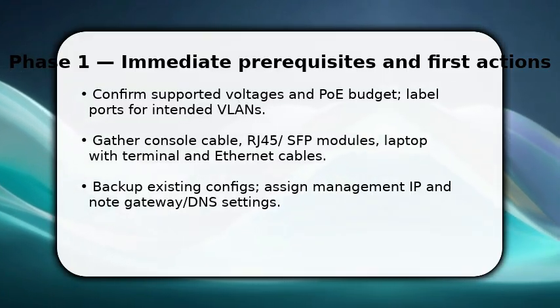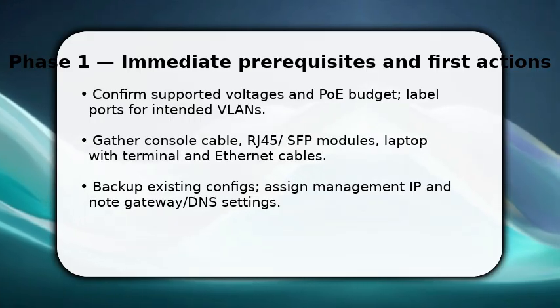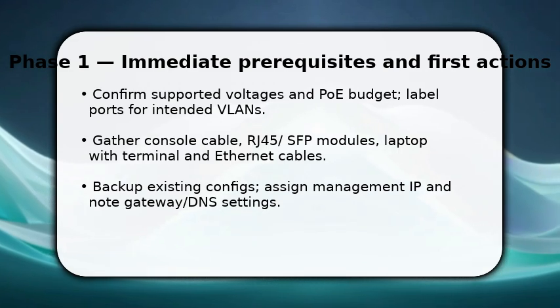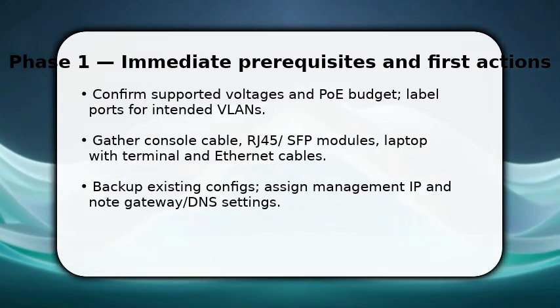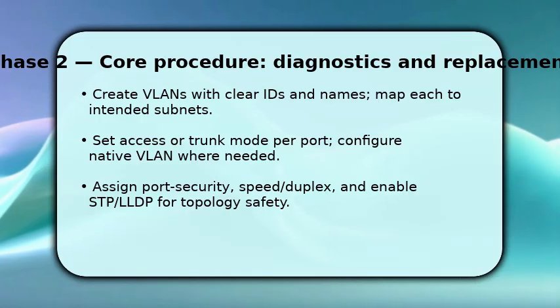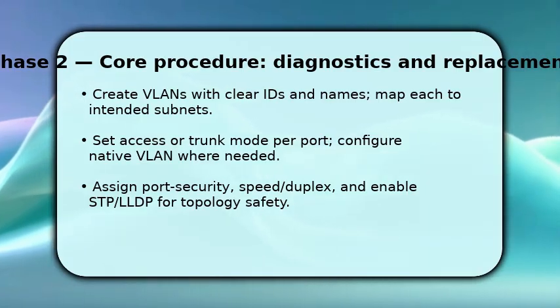Make sure to document intended port roles and VLAN ID before moving on, because planning reduces rework and downtime. Once the management interface is set, create the VLAN you planned and assign meaningful names so others understand the network map. Then configure each physical port.